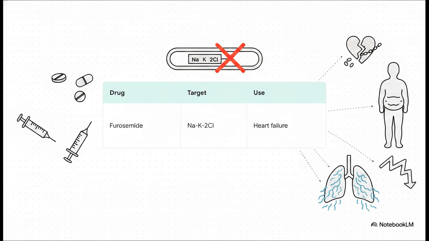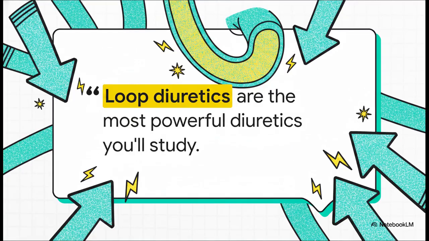This is exactly why we use them for patients dealing with heart failure, pulmonary edema, hypertension, or any kind of severe fluid overload. Actually, I want to pause here for a really direct, high-yield board review tip. If you take nothing else away from this section, remember this exam pearl. Loop diuretics are the most powerful diuretics you'll study, period. Because they block reabsorption at a site that normally handles a massive amount of sodium, the diuretic effect is profound. Make sure you anchor that clinical importance in your mind.